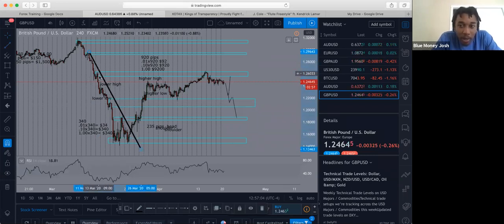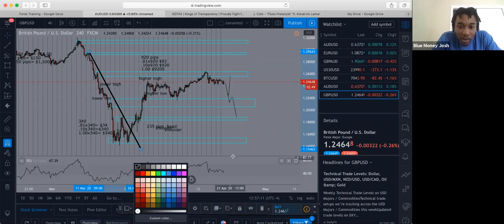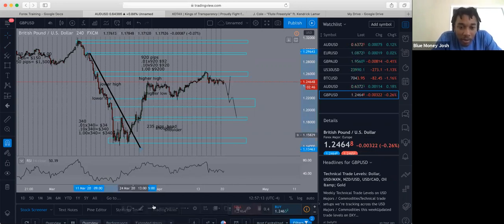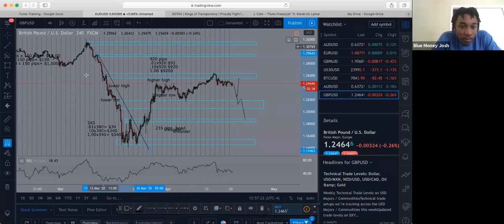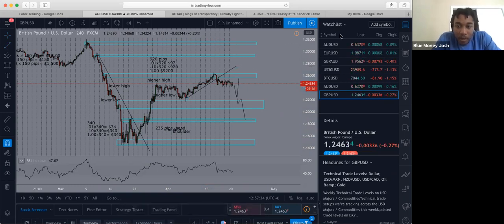Came down, came back up, came down, came back up, came down, came back up. This is a valid trend line. I don't like having it this thick though. Pause. You mark your trend line, and then you mark your trend line going up. There we go. Trend line up, trend line down, another trend line here.